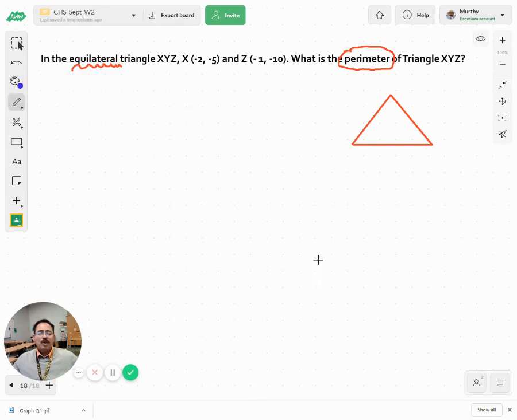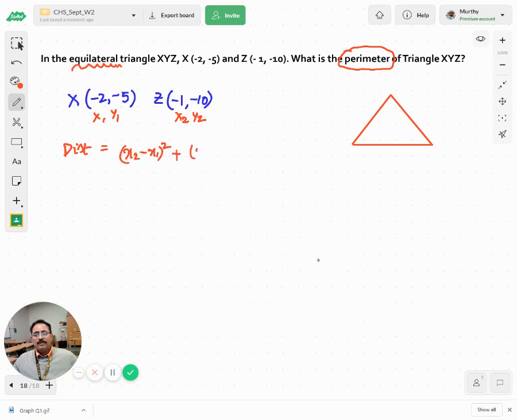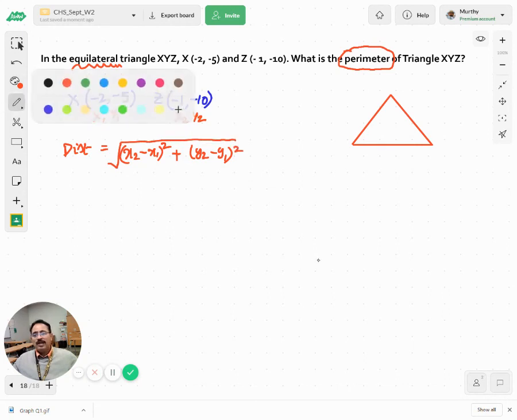Please remember, while computing the perimeter, you have to find each and every side length. But when it comes to area, you may have to plot those points and count what the length is, what the width is, and then you can use the area formula. Well, here point X is (-2, -5), and point Z is (-1, -10). So let me take this as my first point, and this is my second point. Let me use the distance formula, which is the square root of (x2 minus x1) whole squared plus (y2 minus y1) whole squared. Now just plug in these values.